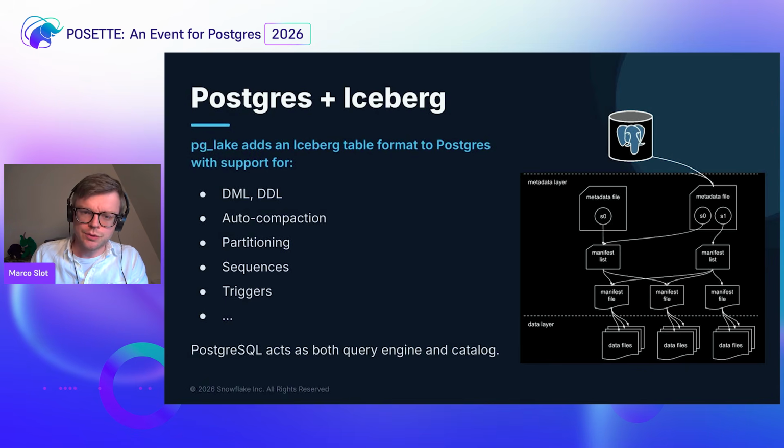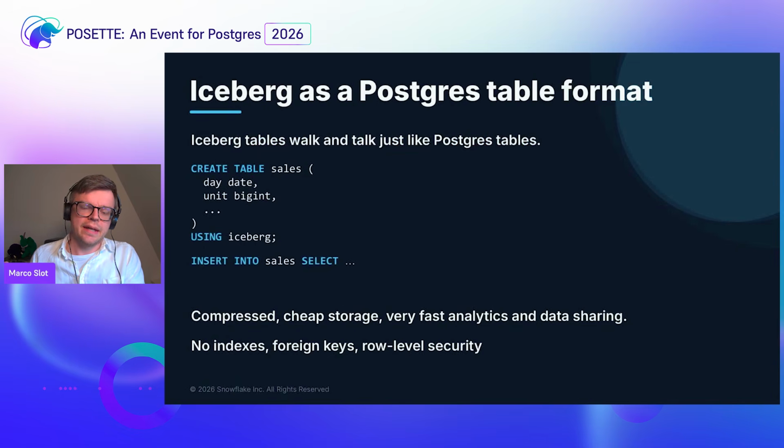You can also do things like partitioning in Iceberg, but you can also use all the Postgres features in PG Lake. Like you can use sequences with Iceberg tables, and triggers and constraints. So it's really a deep integration. Essentially, we say they walk and talk just like Postgres tables. So you can create a table using Iceberg instead of using heap. What that looks like in Postgres is you just create a table using Iceberg. And other than that, these tables behave just like Postgres tables.